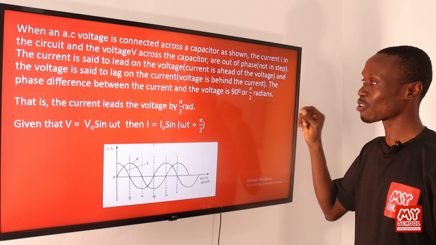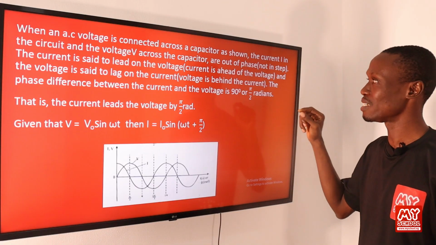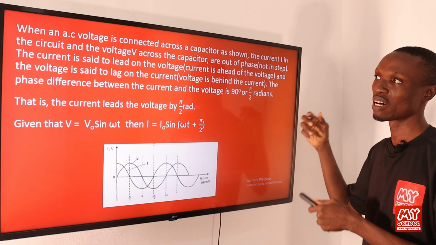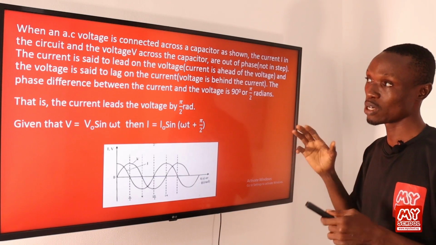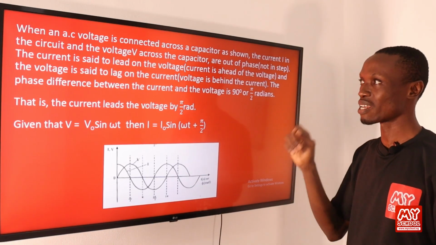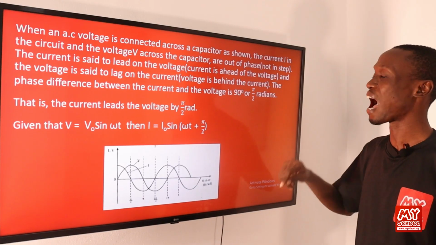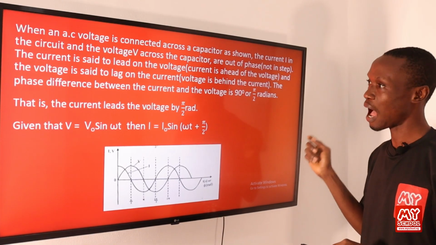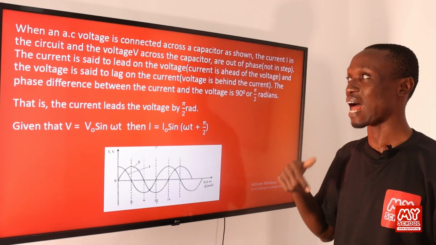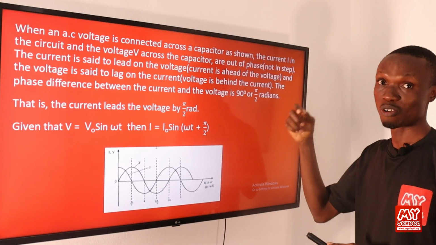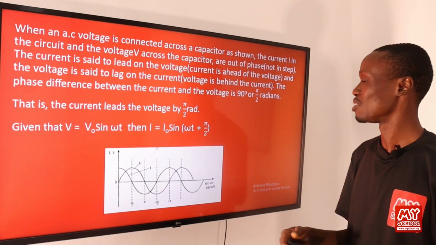Okay, so they are out of phase in this case, not in step. Out of phase simply means that they are not in step. So in this case, the current is said to lead the voltage, that is, the current is ahead of the voltage, and the voltage is said to lag the current, that is, the voltage is behind the current.